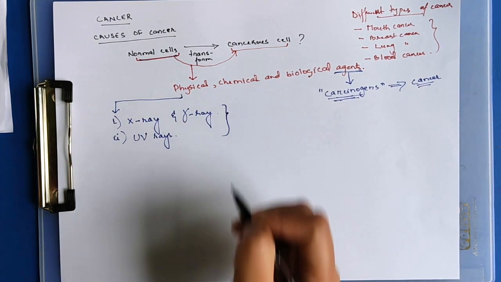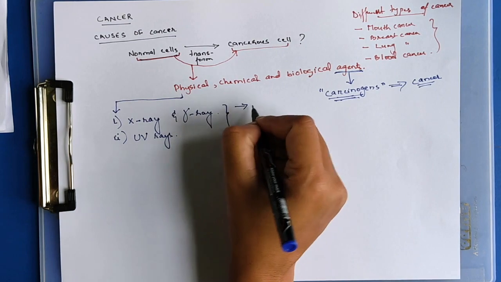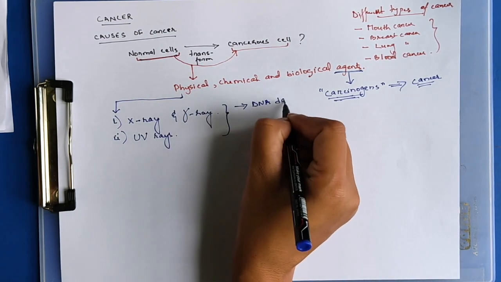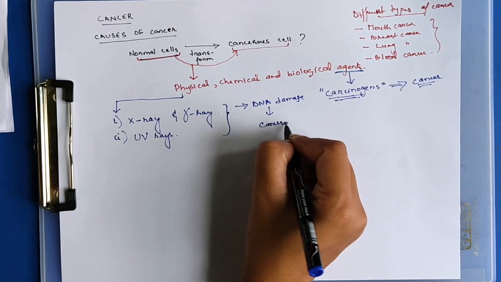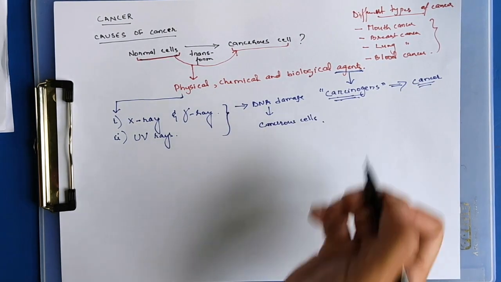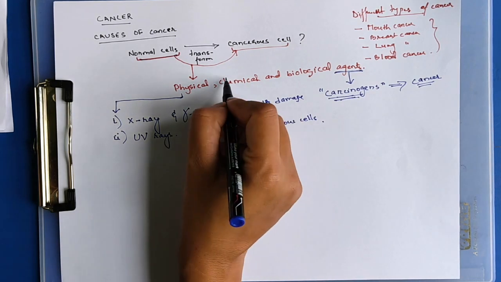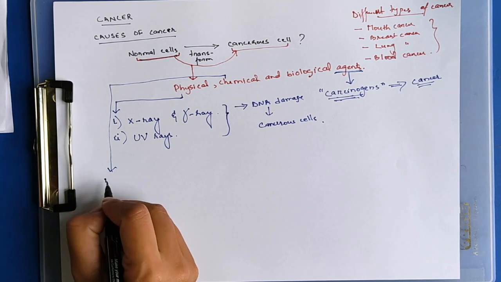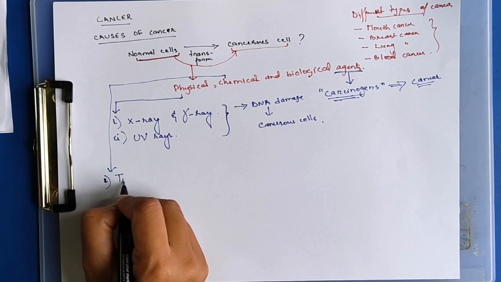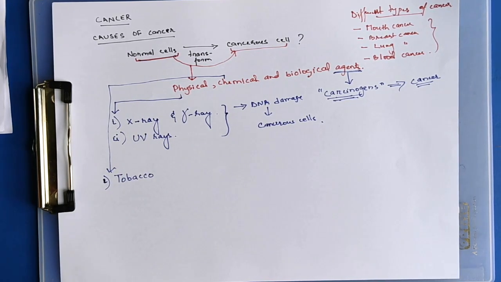When we are exposed to X-rays, gamma rays, or UV rays, which are ionizing and non-ionizing radiations, our DNA gets damaged. DNA damage will lead to cancerous cells. That is physical agents. Next is chemical agents. A very important chemical agent is tobacco. Tobacco can be in the form of cigarettes.